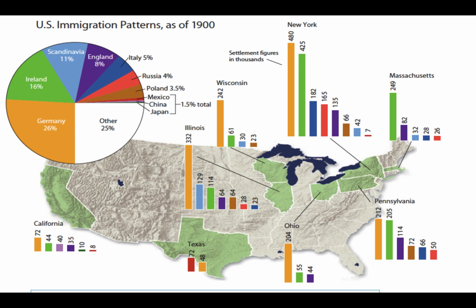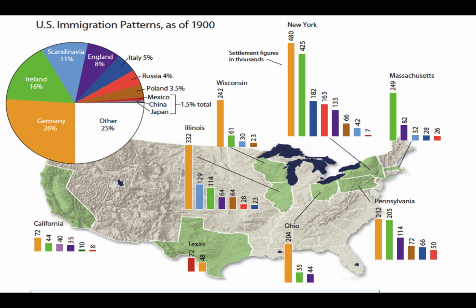So, immigration patterns as of 1900. The Gilded Age really is from the 1860s, 1870s into about 1900 or so, before we get into what we would call the Progressive Era. And so this is kind of what the state of immigration is like in the United States as of 1900, at the turn of the 20th century.